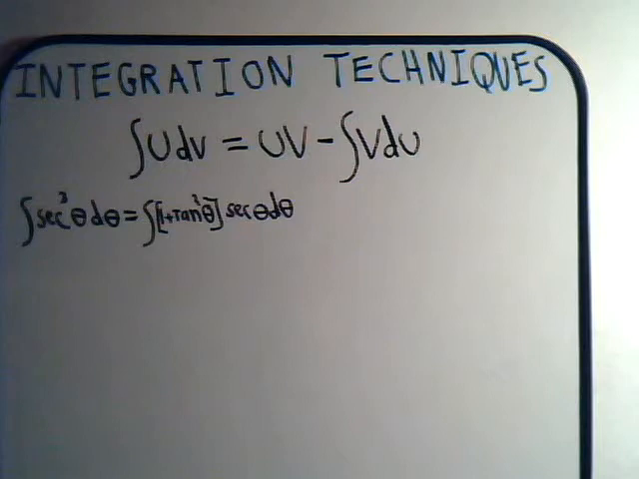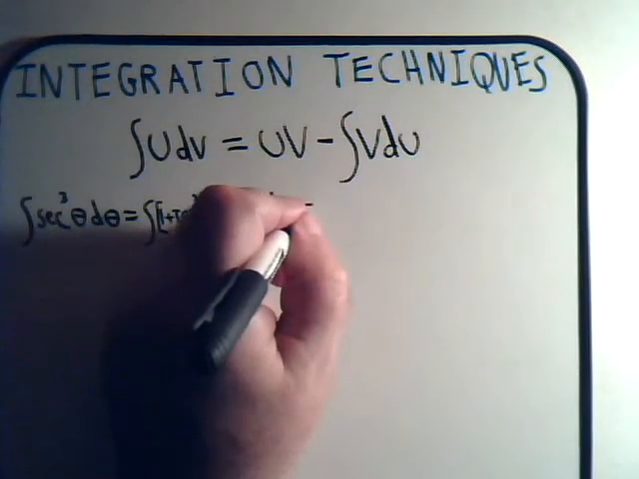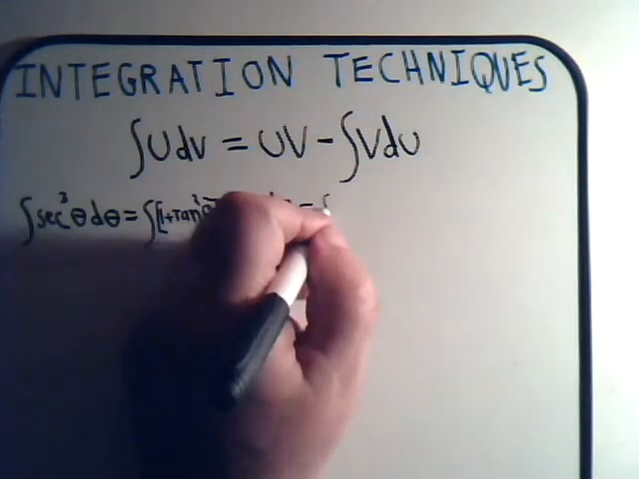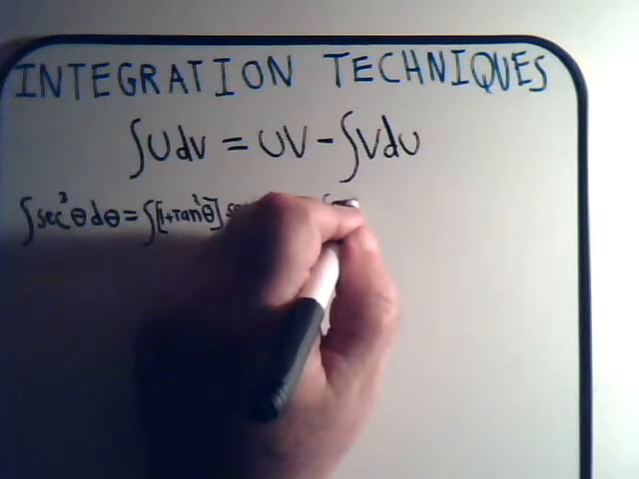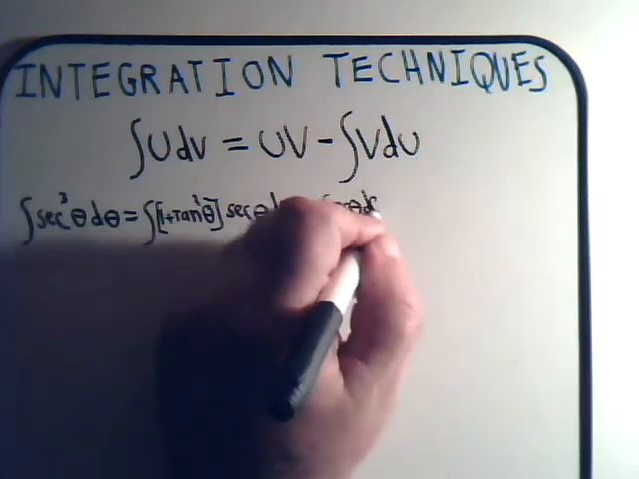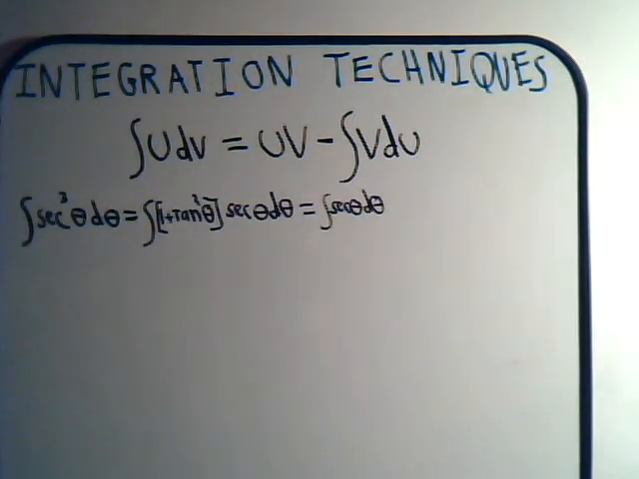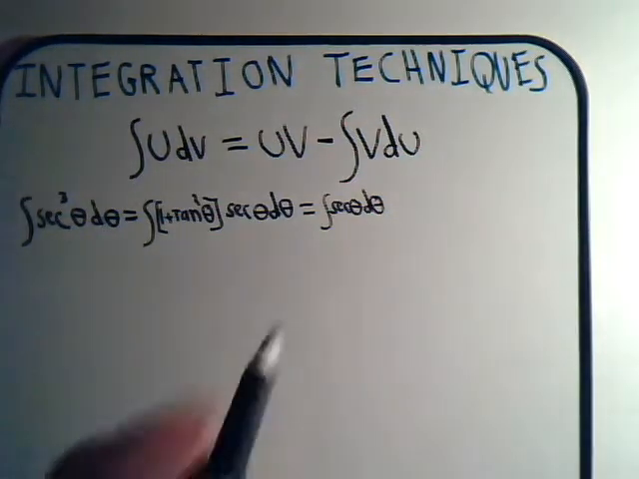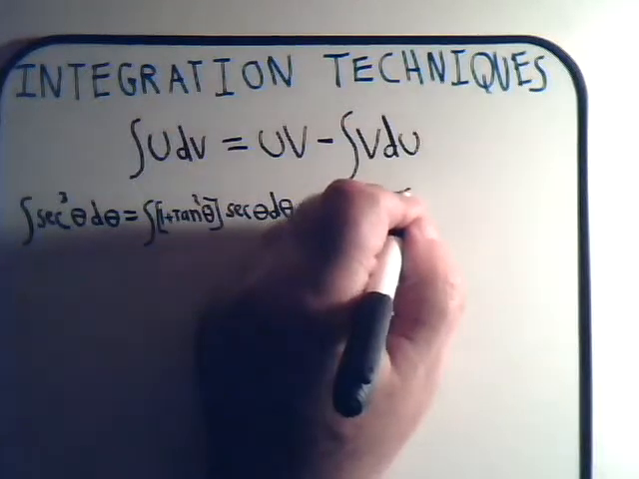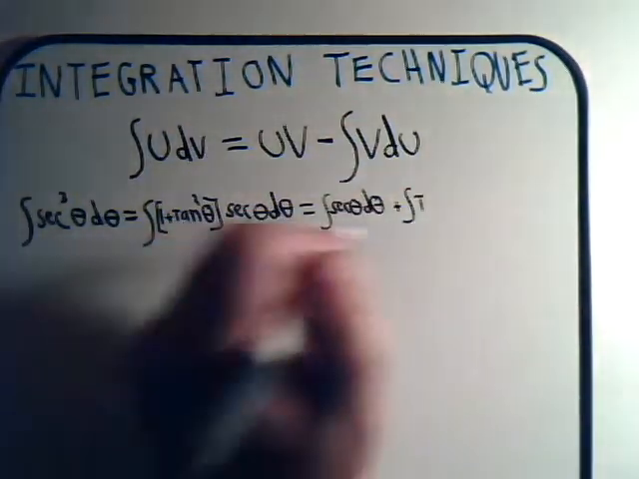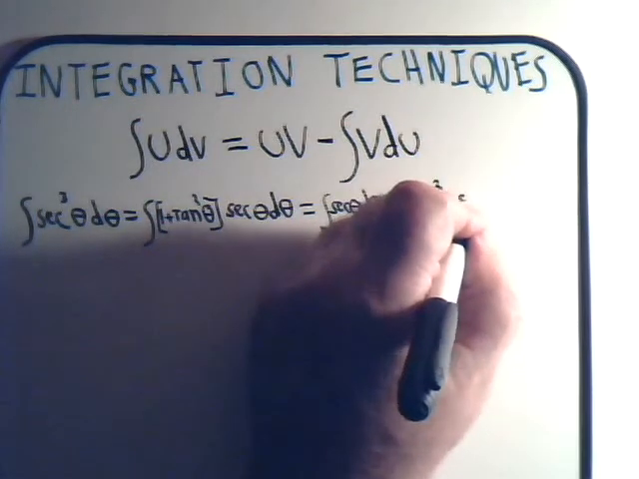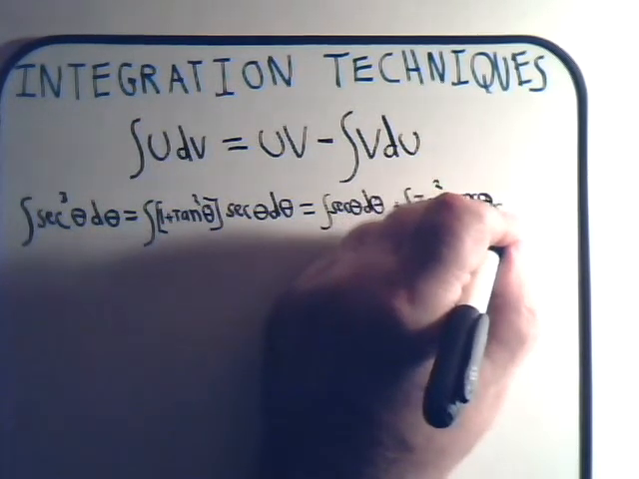What happens if we just multiply it out? Here we would get the integral of the secant of theta d theta. That we know how to do. And then here, plus the integral of the tangent squared of theta, secant theta d theta.